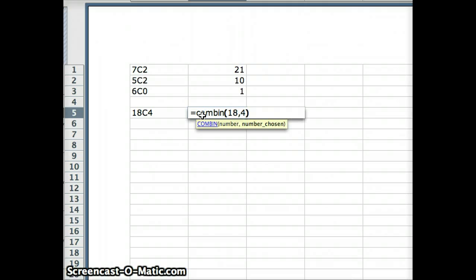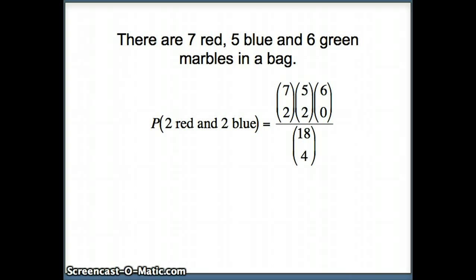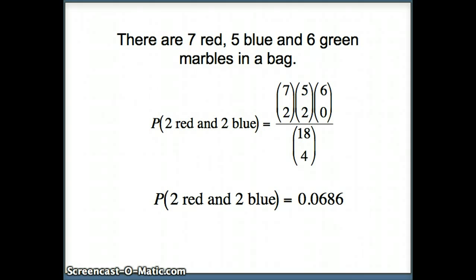18 comma 4. And then for our number, we're going to want to do the multiplication of these 3. This one times this one times this one divided by this one. And we get our number of 0.0686. So indeed, the probability of getting 2 red and 2 blue marbles in this situation will be 0.0686.